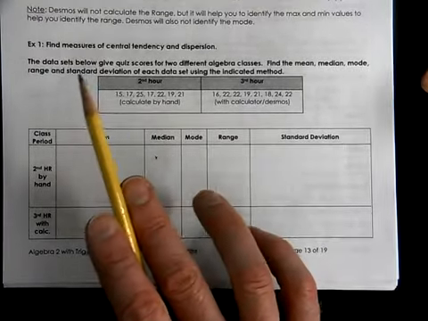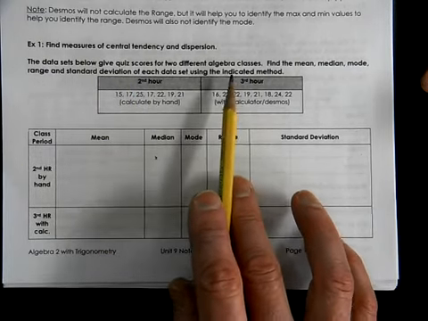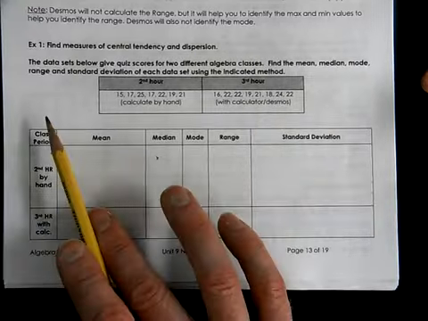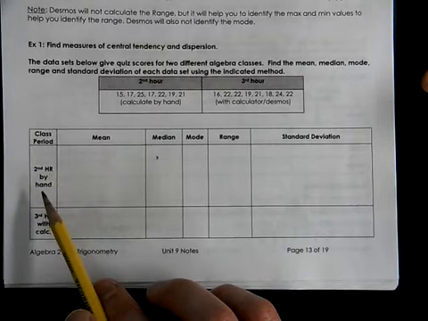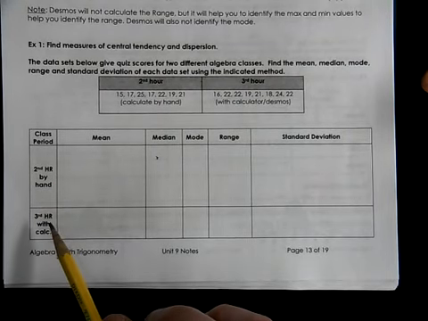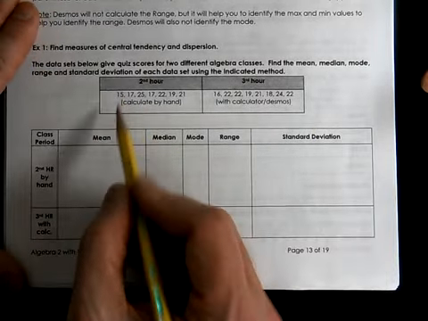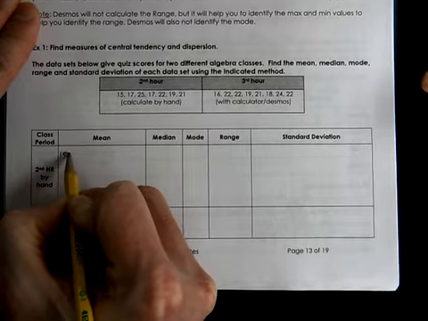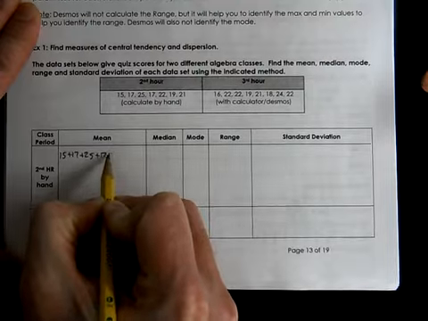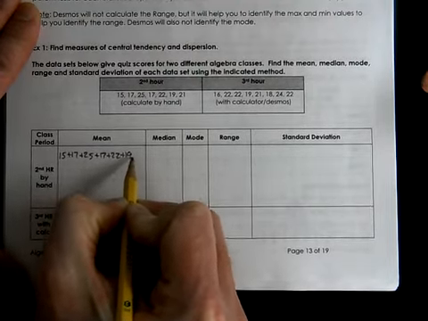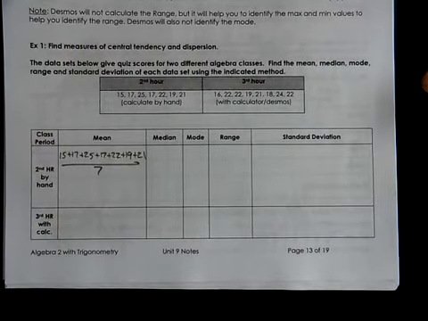So we're going to start out with the data set below, giving quiz scores for 2 different algebra classes. Find the mean, median, mode, range, and standard deviation of each of the data sets. We're going to do one set by hand and one set with the calculator. So to do it by hand, of course, we're taking our 15, 17, 25, 17, 22, 19, 21, and we divide that by 7.